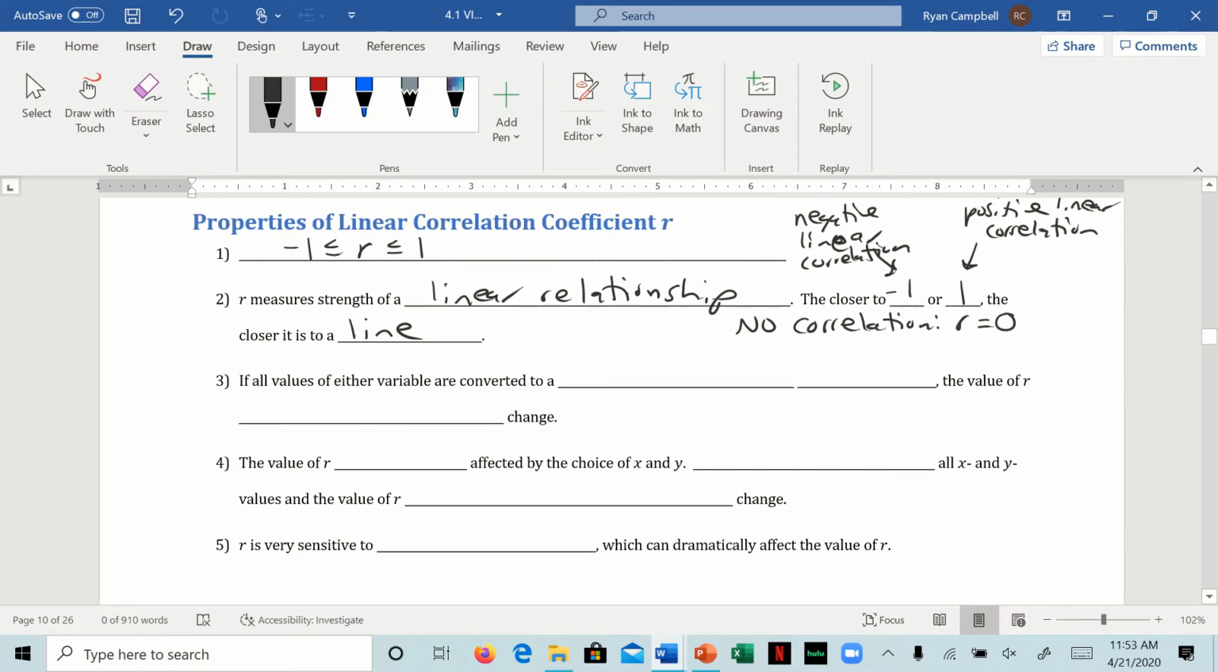All right, number 3. If all the values of either variable are converted to a different scale. So let's say instead of measuring everybody's height in feet, you changed it to centimeters. Or instead of weighing everybody in pounds, you weighed them in kilograms. Well, if this is the case, the relationship between the two doesn't change, which means that R doesn't change.